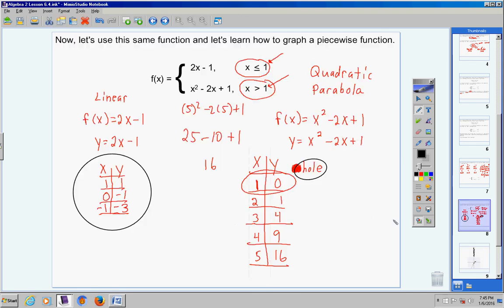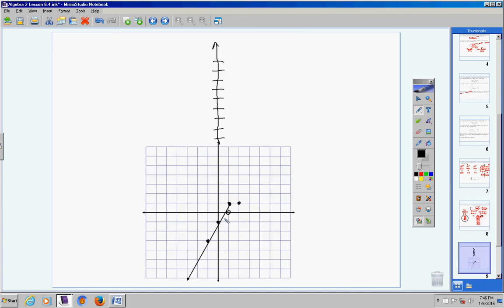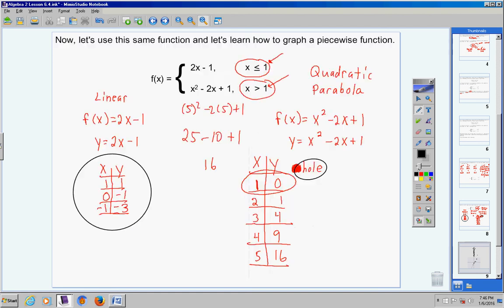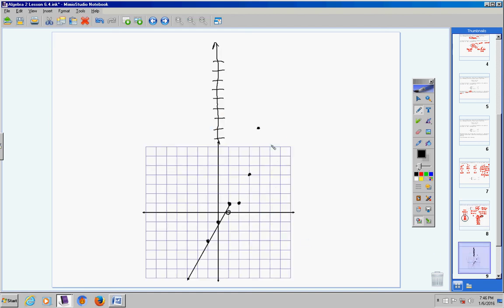Alright. And then we have 3, 4, and 4, 9. So over 3, up 4. And then we have 4, and way up to 9. And then we have 5, way up to 16. So 5, way up here. Right there. Now, do you start your pen here and come down and go through this thing and keep going like that?